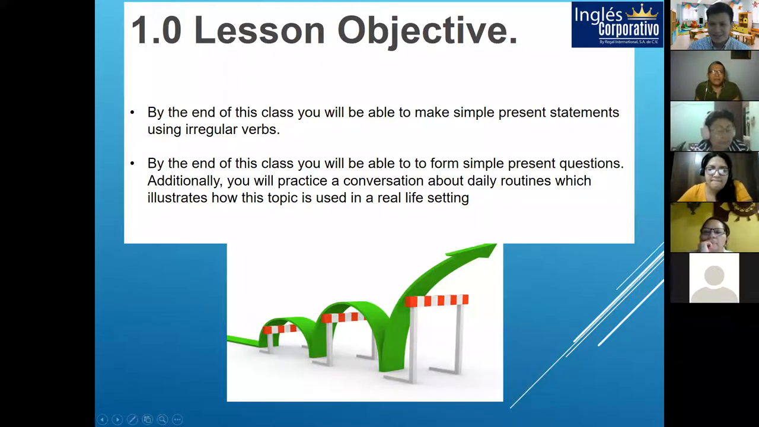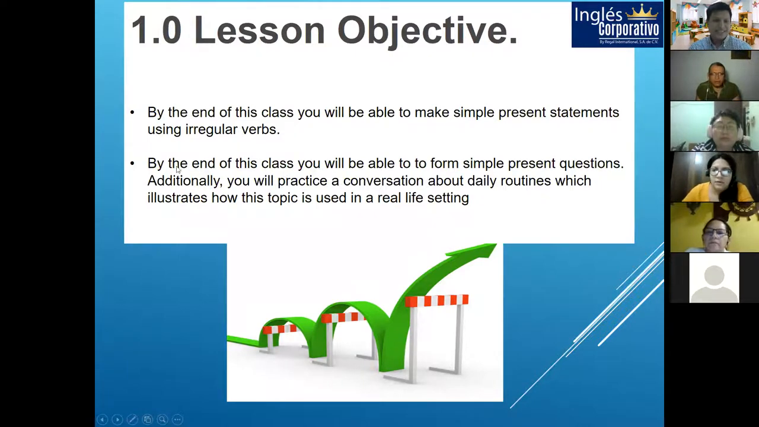Congratulations, you have really nice pronunciation. I like it. Okay, students, we have 2 objectives for today's class. The first one is that you have to be able to make simple present statements using irregular verbs. Yesterday, the objective was to make simple present statements with regular verbs. And now we are going to do it, but with irregular verbs, right?